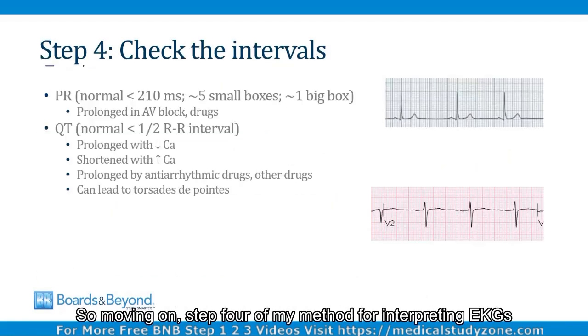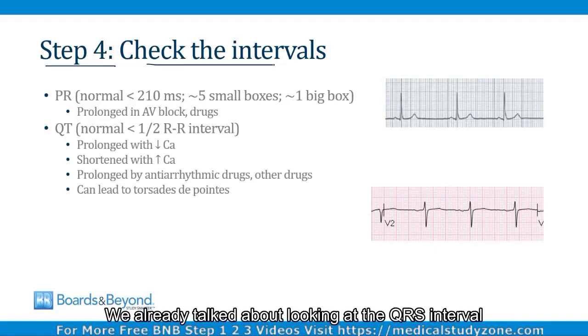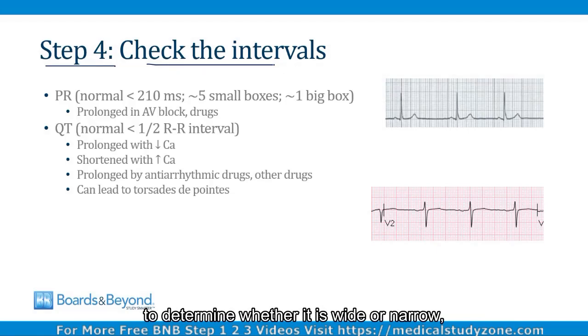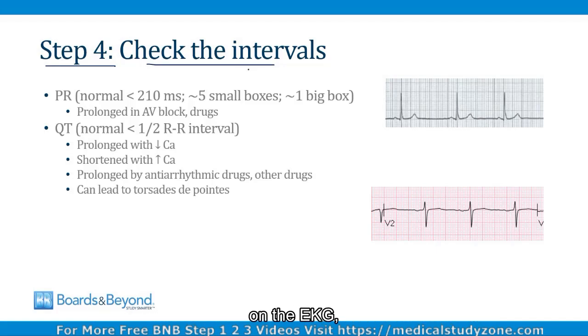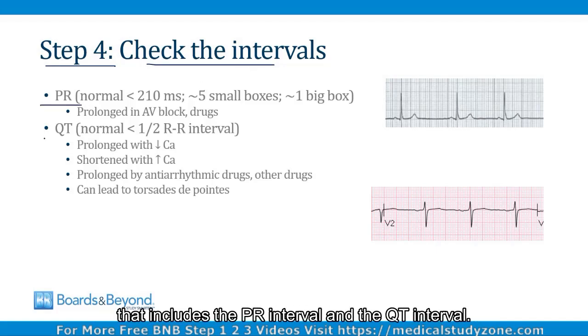So moving on, step 4 of my method for interpreting EKGs is to check the intervals. We already talked about looking at the QRS interval to determine whether it is wide or narrow, but you also need to check the other important intervals on the EKG. That includes the PR interval and the QT interval.